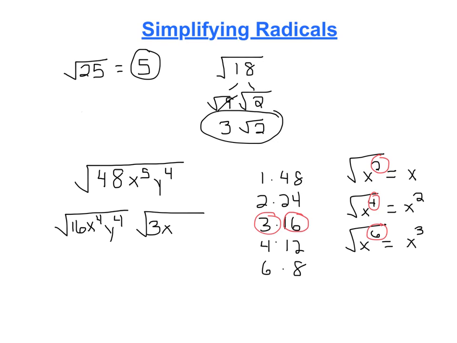Okay, now that we took all the perfect squares out, let's just take the square root of each of these terms. So the square root of 16 is 4. The square root of x to the 4th is x squared. And the square root of y to the 4th is y squared. And then what we're going to do is bring the radical 3x down.